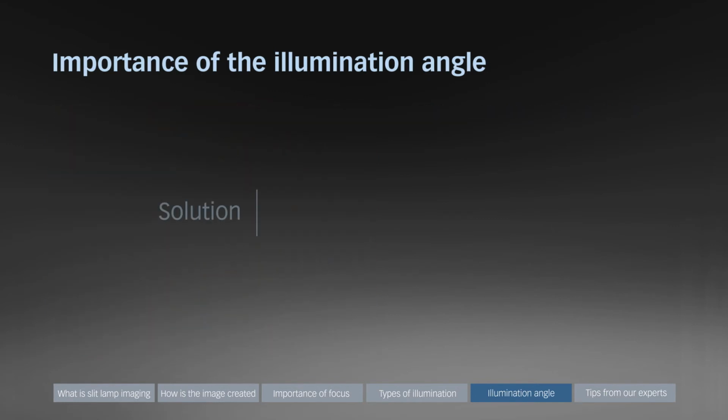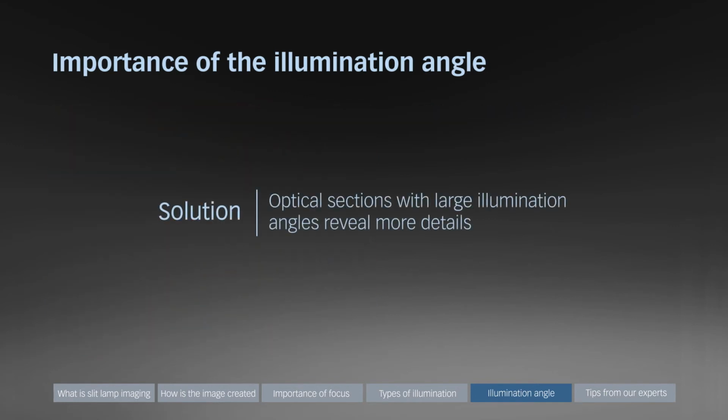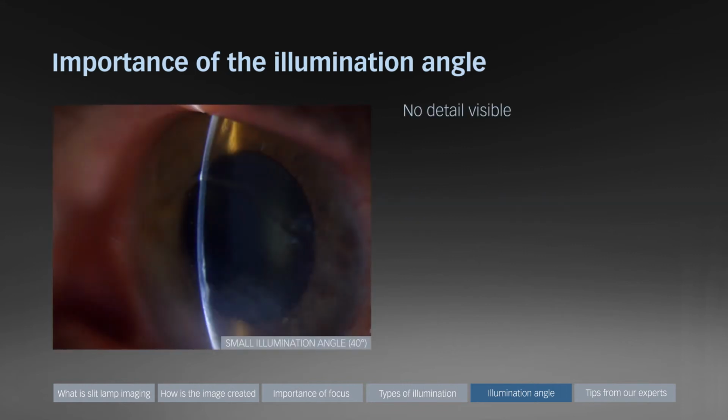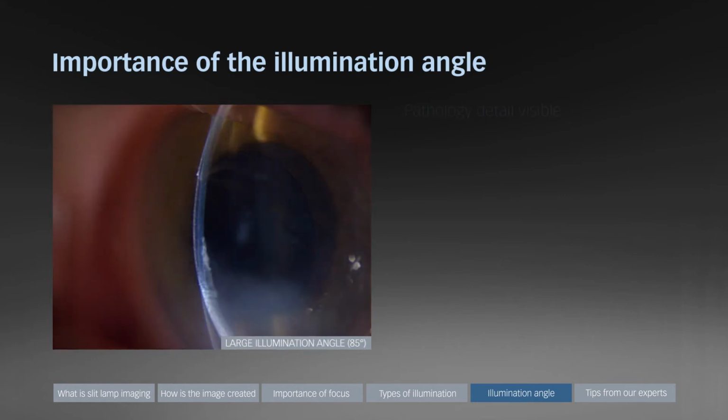The use of a large illumination angle is also beneficial in transparent media. Optical sections with large illumination angles reveal more details and can improve the depth of focus. This image has been captured with a relatively small illumination angle of about 40 degrees. It shows that there is some pathology affecting the inferior cornea. The same eye has been captured with a large illumination angle of about 85 degrees. This image reveals that the inferior cornea is thickened and that there is pathology affecting both anterior and posterior surfaces.